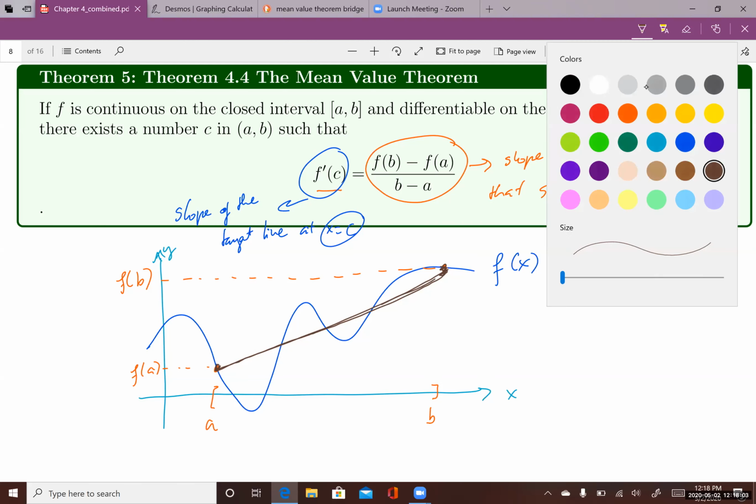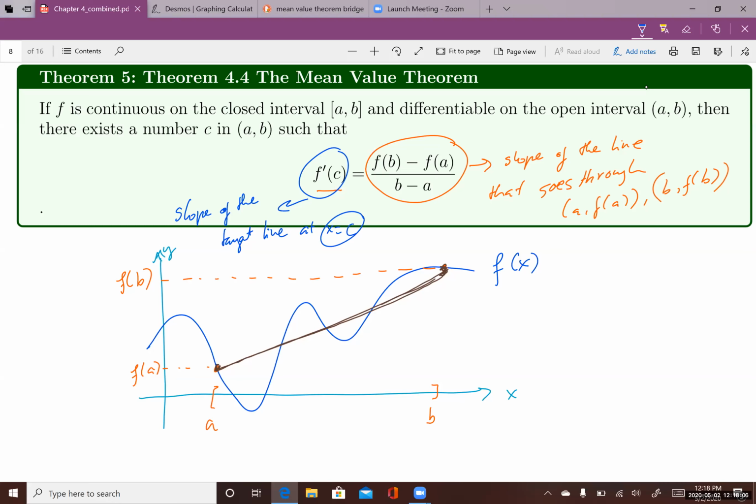So let's look for that point. We want to find a point where the tangent line, maybe this point right here. And if you draw a tangent line at this point, it looks like it's parallel to this gray line, the line that goes through a and b. So I found this c, 1 c. So you are guaranteed to have 1 point where the tangent line is parallel to this secant line.